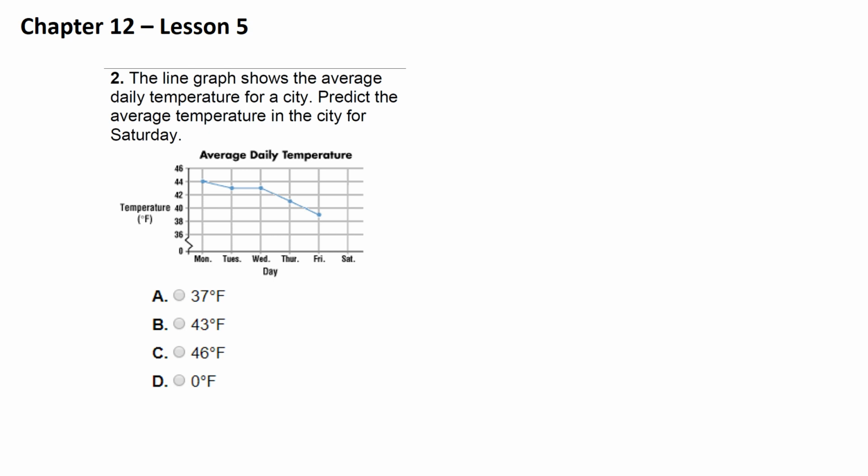Question 2. The line graph shows the average daily temperature for a city. Predict the average temperature in the city for Saturday. Well, it does look like it's falling steadily. So if I just continue the line down, we're talking about anywhere between 36 and 38, so maybe like 37 degrees Fahrenheit-ish. And is that a choice? Yes, it is. Answer choice A.